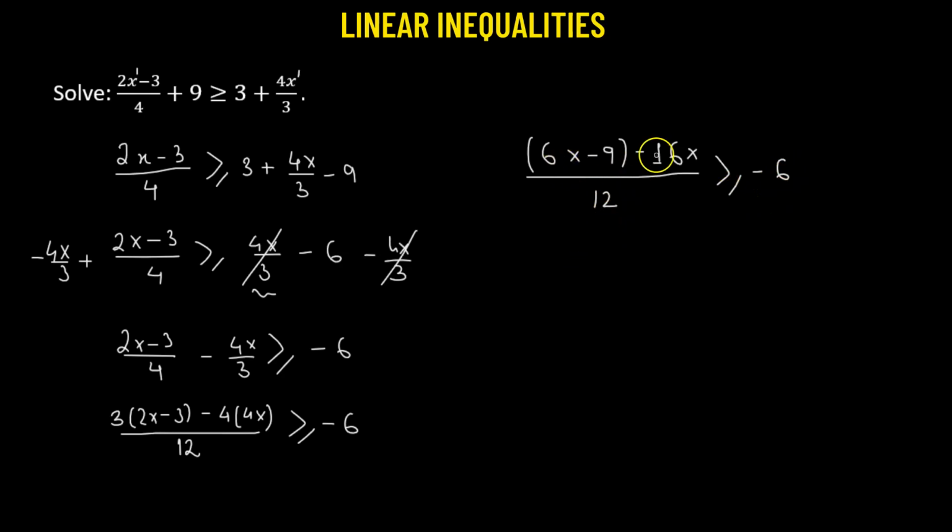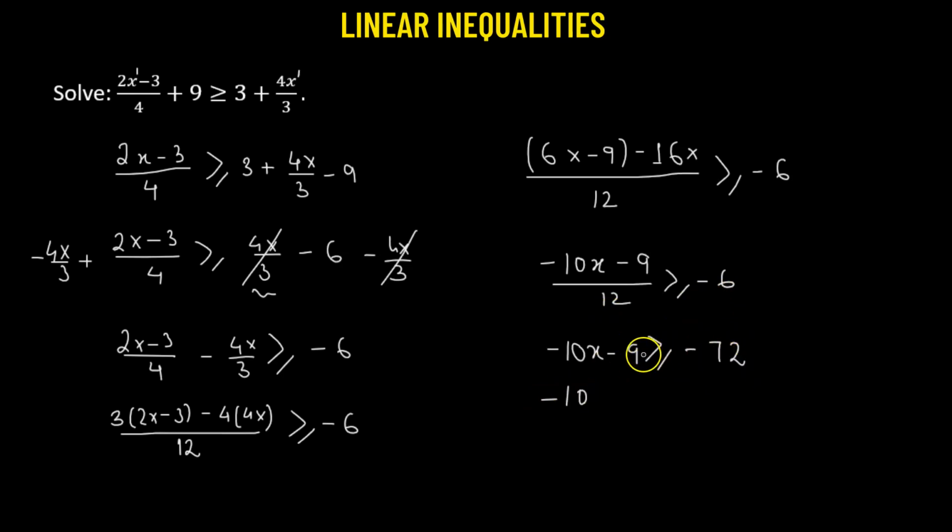So we have 6x minus 16x, so that means we have negative 10x minus 9 in the numerator divided by 12, and this is greater than or equal to negative 6. What we'll do, we'll multiply both sides with 12, and 12 being a positive number, the sign of the inequality is not going to flip. So it will give us negative 10x minus 9, which is greater than or equal to negative 6 times 12, so this will be 72.